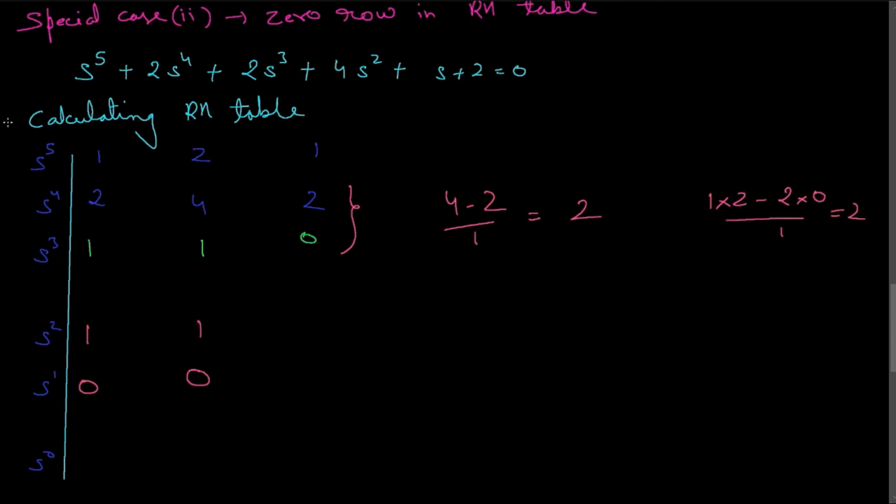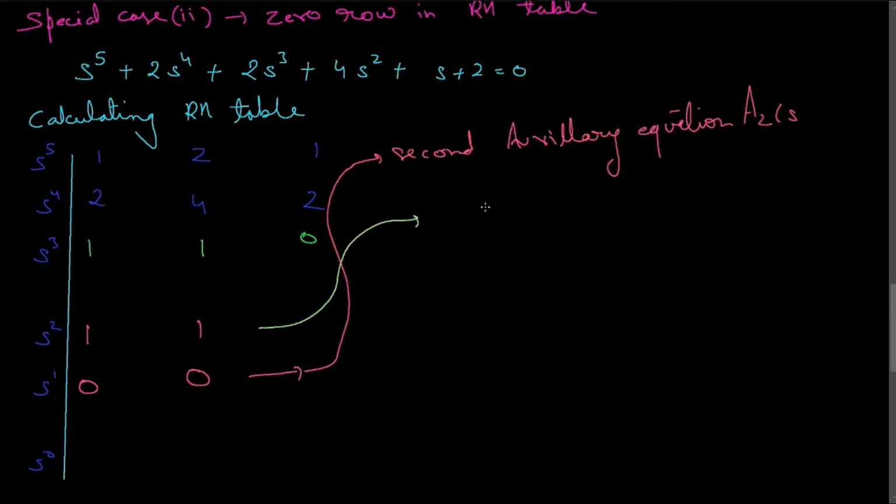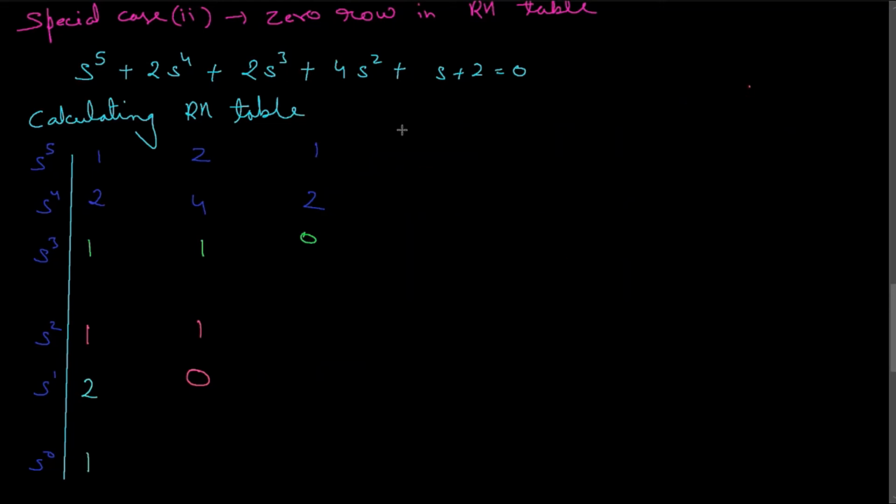Moving forward, we again get a row with all 0 elements. We will again construct an auxiliary equation based on the row just above it. So here the auxiliary equation will be s square plus 1. We will differentiate this auxiliary equation and use the equation obtained by differentiation to populate the values of all 0 element row. So here we can see we have replaced those values by 2 and 0. And we will proceed further with the calculation.